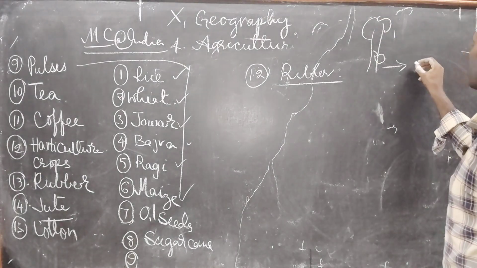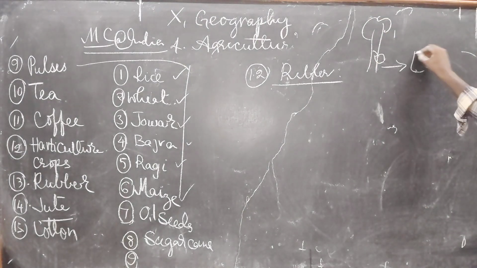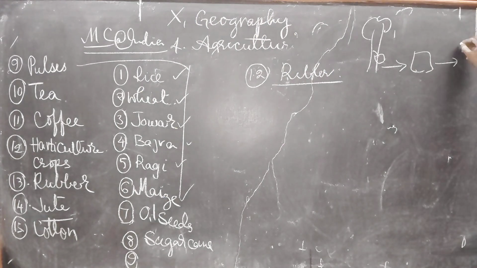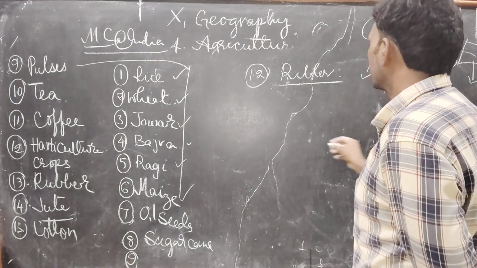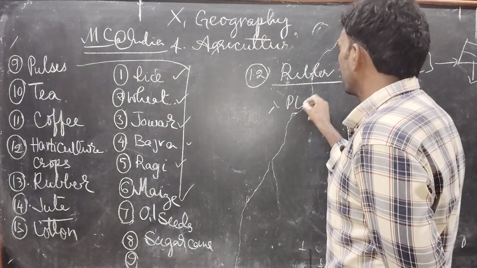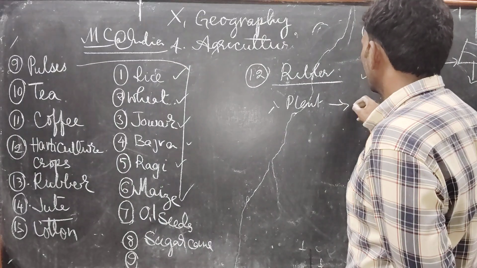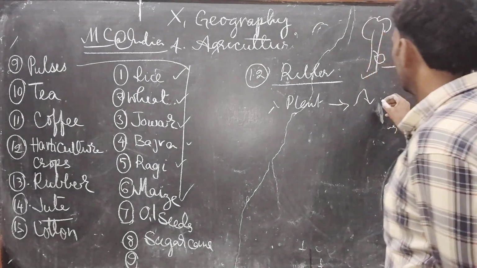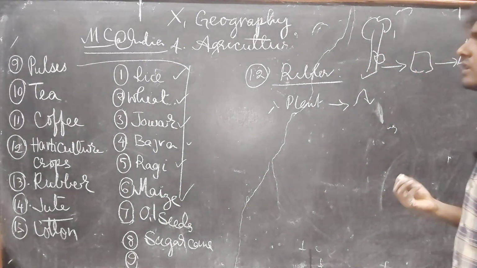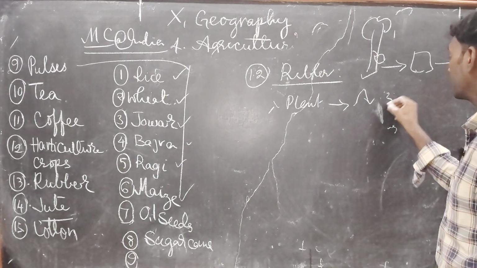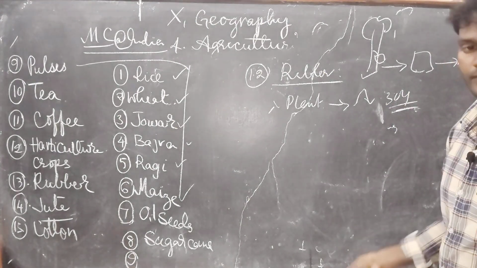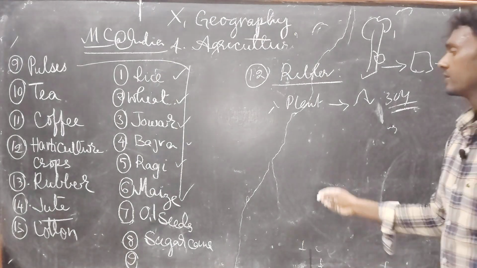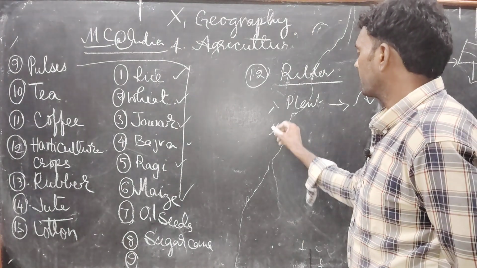What we do is we collect it and we process it. We do some processing and then we send it to market or industry. In industry, they prepare rubber for different purposes. The rubber plant is the main source. It is also a plantation crop. If we plant once, we can get the crop daily, and up to 30 years we can get the income. These come under plantation crops.